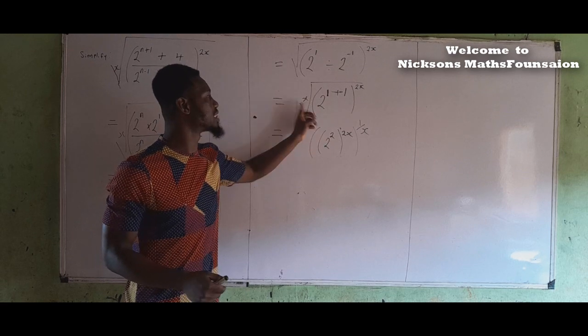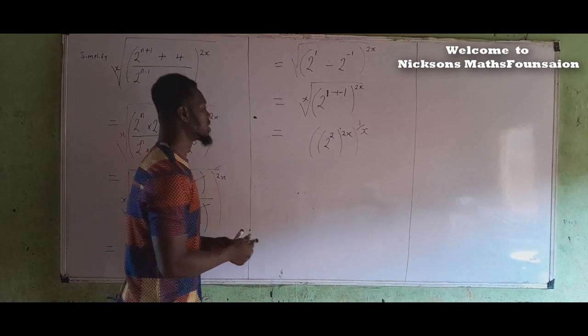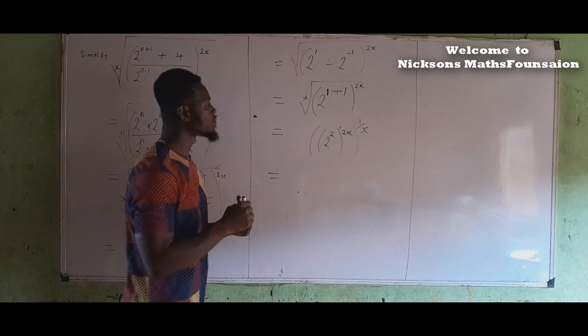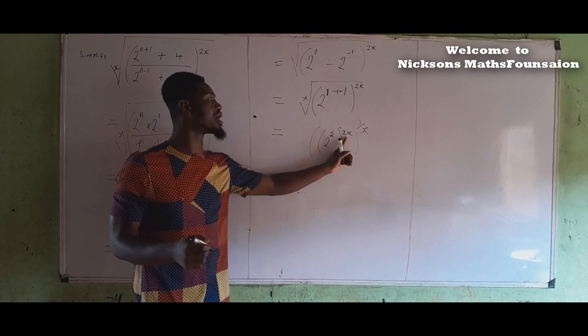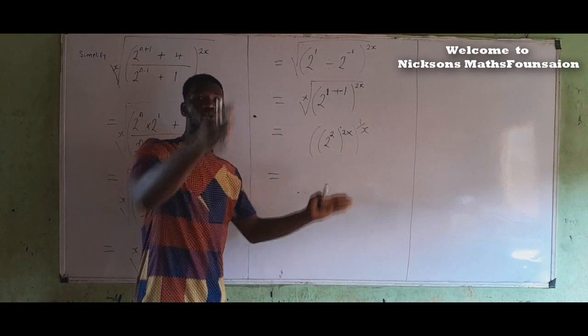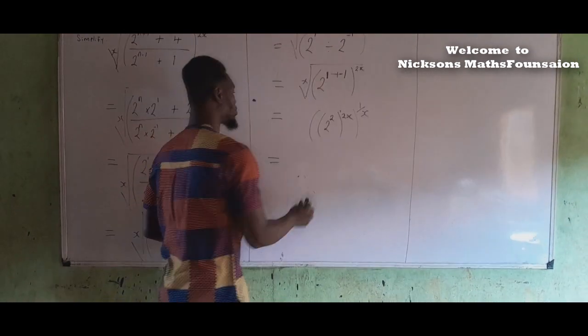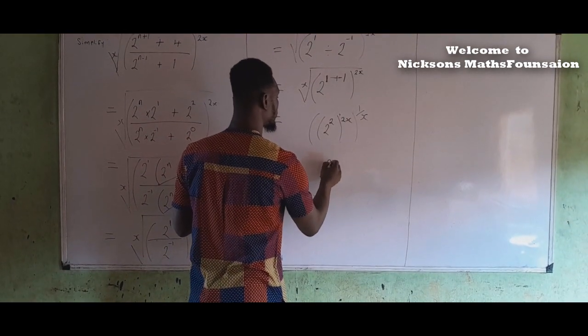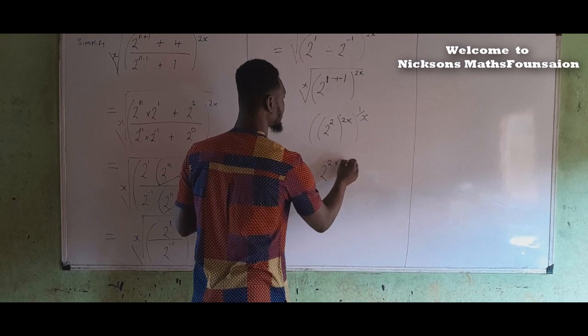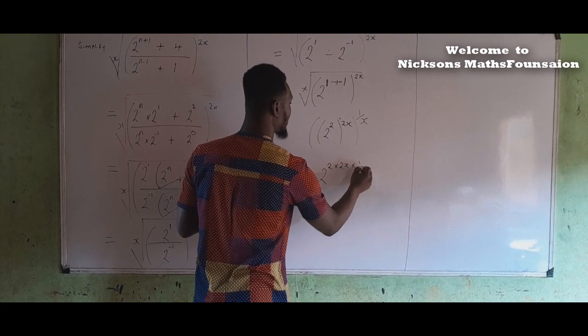X root is the same thing as 1 all over x. So this is equals to, we have power inside, we have power inside, we have power outside. We are going to multiply all of them. So this is 2 raised to power 2 times 2x times 1 all over x.